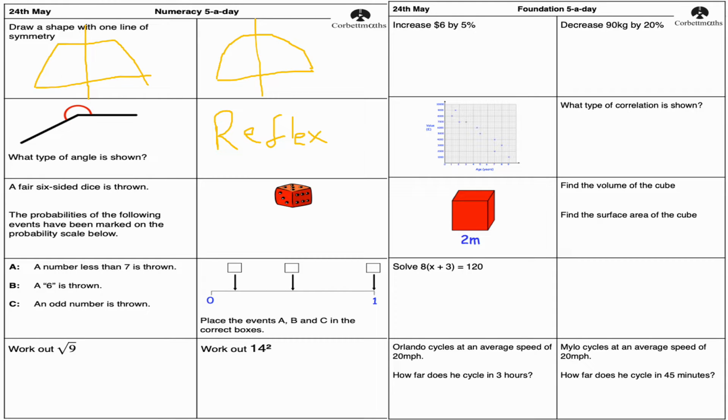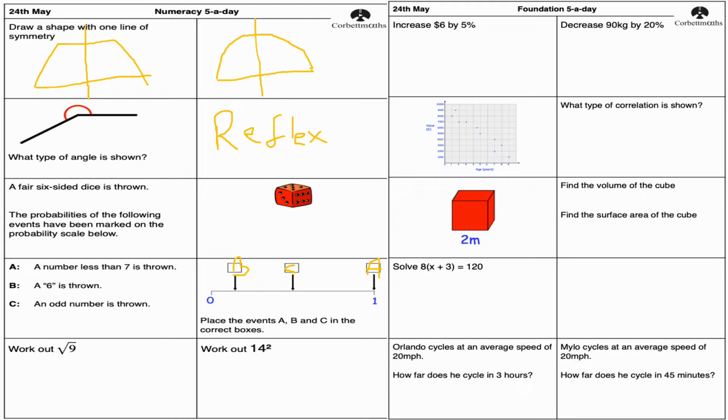Okay, this is question number 3, guys. A fair 6-sided dice is thrown. The probabilities of the following events have been marked on a probability scale. A number less than 7 is thrown. Well, that's going to be certain. You've got 6, 5, 4, 3, 2, 1. And number 6 is thrown, so that's very unlikely. So B would go here. An odd number is thrown, well that's going to be 3/6 or a half, which goes there. So A, B, C. Sorry about the colours, guys, hopefully you can read it.